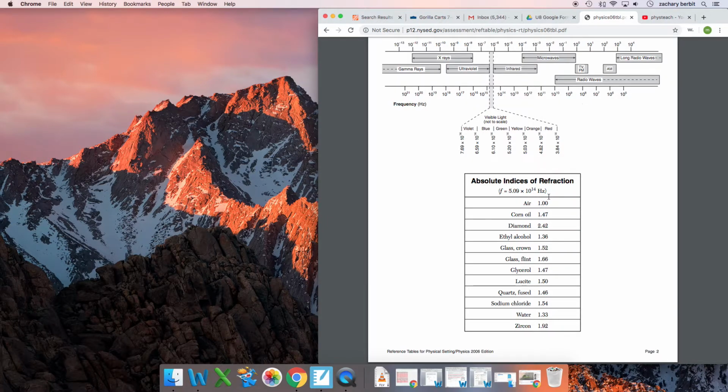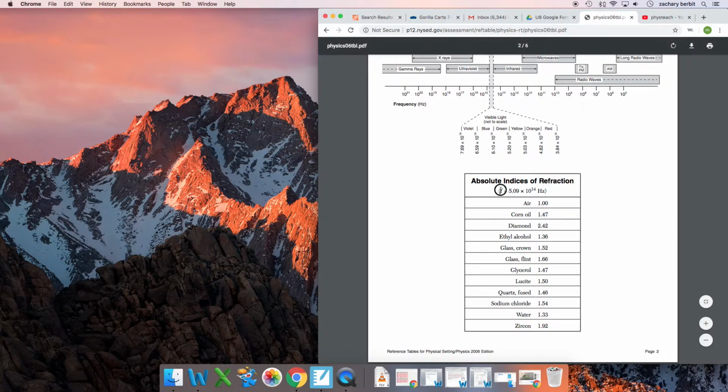These numbers are actually measures of how much light refracts, which basically means how much the speed changes, how much the wavelength changes, how much the angle changes. Not how much the frequency changes. In fact, the frequency is always the same. And for this chart, we assume a frequency of 5.09 times 10 to the 14th hertz, which is somewhere in the yellow range up here.